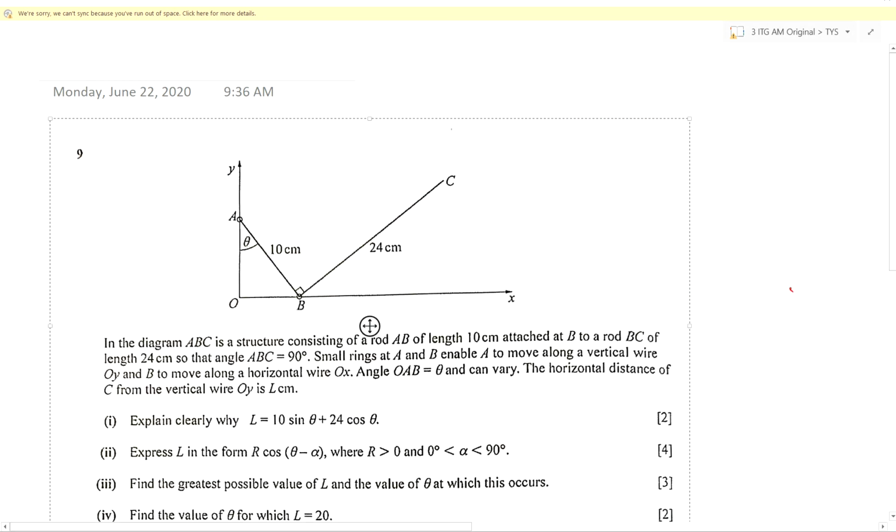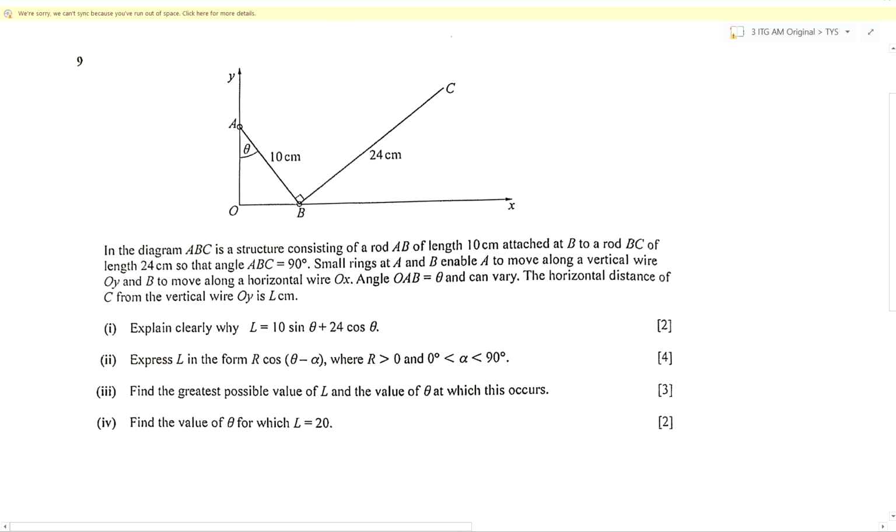The last question. Don't be afraid of using our R formula. So the issue over here is to find the horizontal distance OB in terms of theta. That's not difficult. If this is theta, I need the opposite, and I've got a hypotenuse. Opposite over hypotenuse. Sine theta equals OB over 10. OB is 10 sine theta.